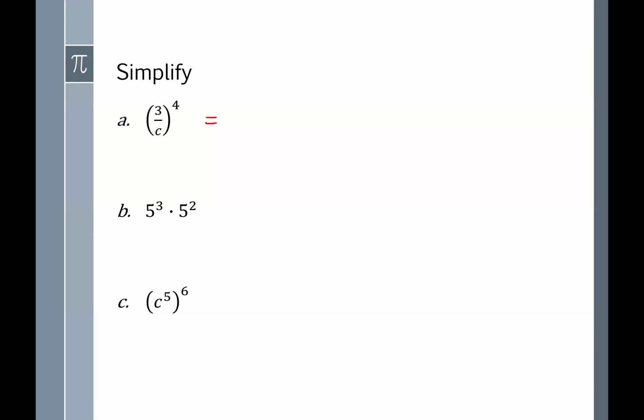All right, how about this one? 3 over c raised to the 4th power. If you raise a fraction to a power, you raise the numerator to that power, and you raise the denominator to that power, and that's 81 over c to the 4th.